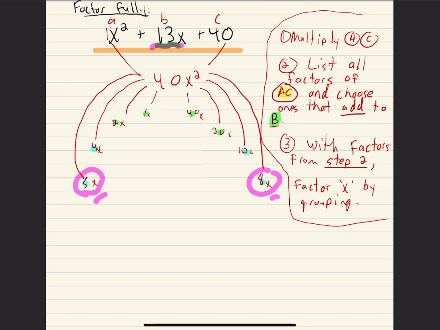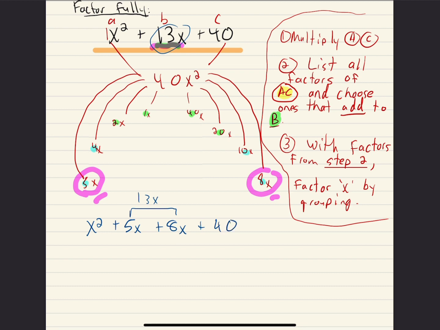And then using those two factors that we chose in step 2, we're going to factor by grouping. So I'm going to go x squared plus 5x plus 8x. All we're doing is, instead of writing 13x, we're just breaking it down into 5x and 8x. But it's really the same thing. Plus 40.